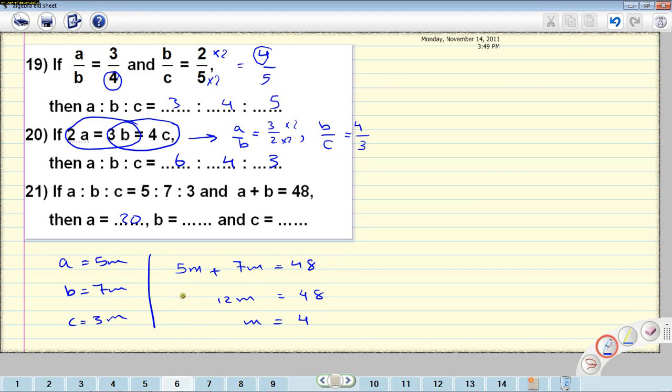And b, it's 7 times 4, which is 28. And c, 3 times 4, which is 12.